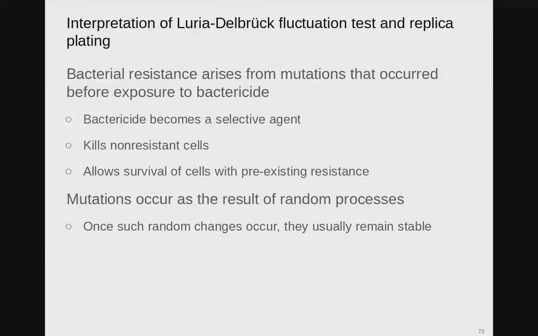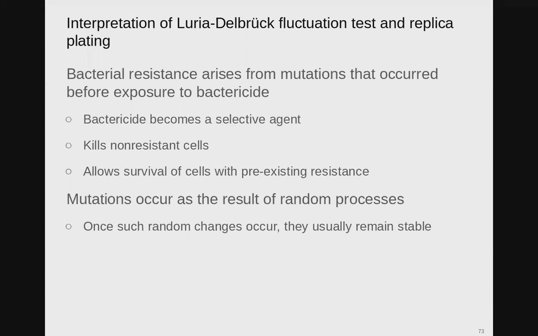So how do we interpret Luria and Delbrück's results? Well, bacterial resistance arose from mutations that occurred before the exposure to this bactericidal event, in this case, a virus, or you can think of it as an antibiotic as well. Now, this bactericide becomes a selective agent, so in both an evolutionary and just a population numbers thing, killing non-resistant cells and allowing the survival of cells with pre-existing resistance. And essentially that is what their results are telling us, that mutations occurred as a result of random processes, right?